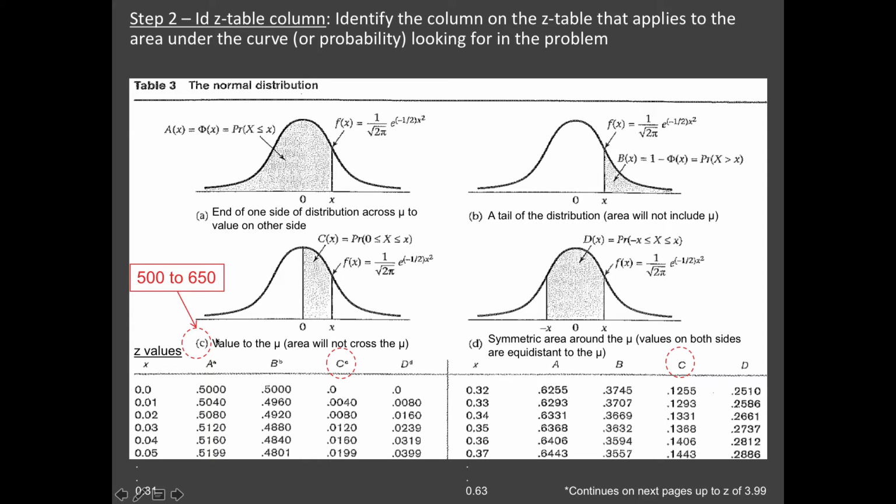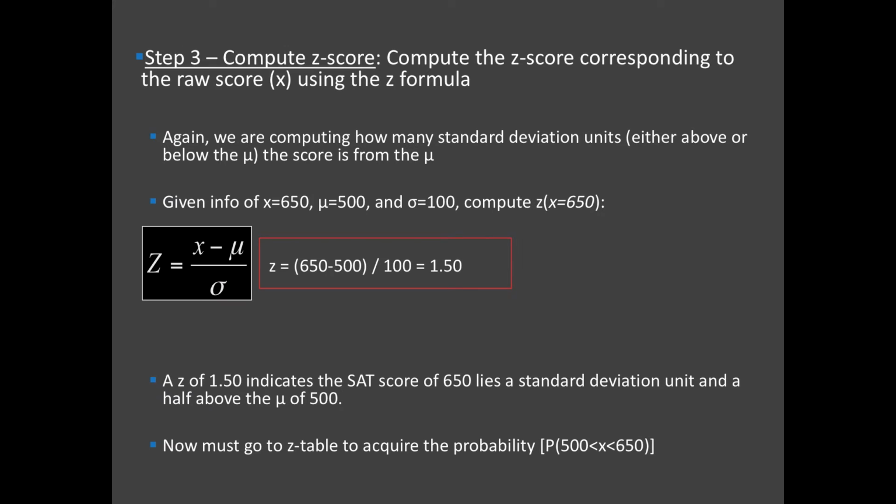Oh, so we have to do the actual Z calculation. So we go here and we compute this Z using the formula. So Z equals 650, which is our X, what we're looking for, minus the population mean of 500, and that answer divided by 100, which is the standard deviation of the population. And that gives us a Z-score of 1.50.